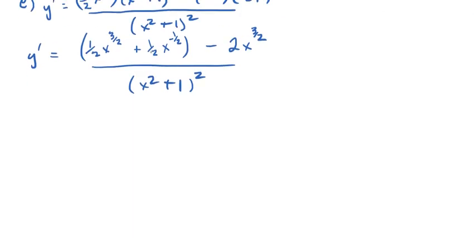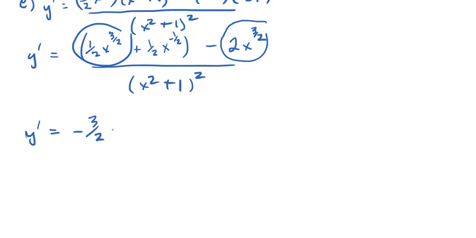Okay, do we have any like terms up here in the top now? We do. We have the 3 over 2 terms right here. See this one, this one? So we can subtract those. So what's 1/2 minus 2? Negative 3 over 2.